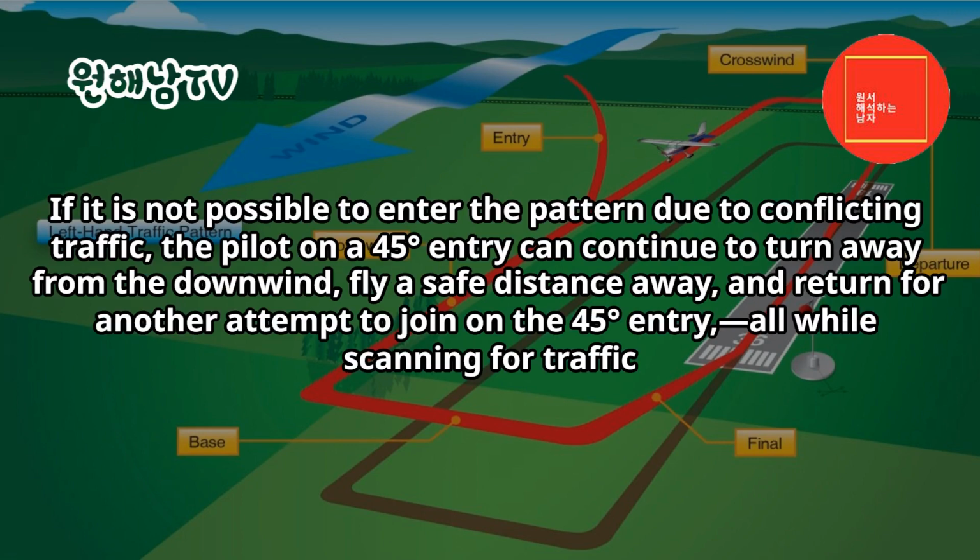If it is not possible to enter the pattern due to conflicting traffic, the pilot on a 45 degrees entry can continue to turn away from the downwind, fly a safe distance away, and return for another attempt to join on the 45 degrees entry, all while scanning for traffic.